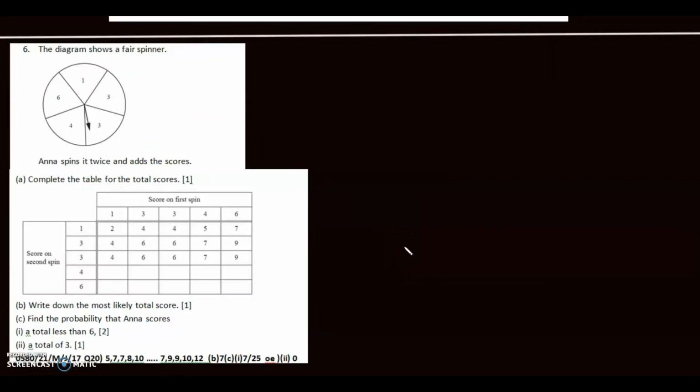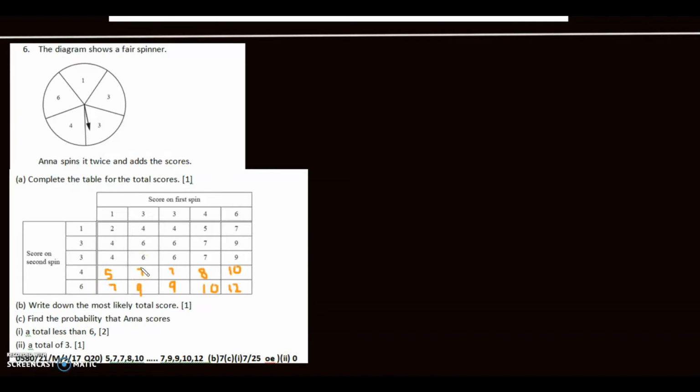Next question. The diagram shows a fair spinner. Anna spins it twice and adds the scores. Complete the table for the total scores. Again, this is showing a possibility diagram for the score on the first spin and the score on the second spin. So if we get 1 and 1 on both spinners, the sum will be 2. Similarly, here the sum is 4. So fill up the whole table. This will be 4 plus 1, 5. This will be 6 plus 1, 7. Let me just fill it up. So I've completed the table.